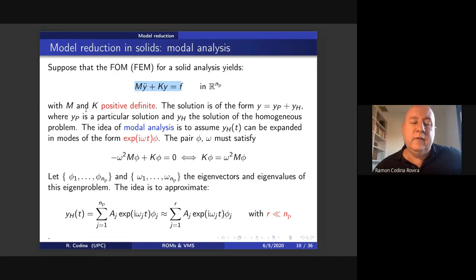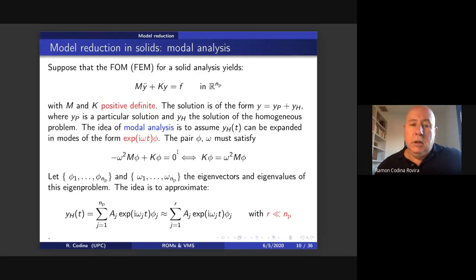That property is what we don't have in fluids, and we will see how to overcome this problem. So we know that the solution to this problem is of the form Y equals a particular solution plus the solution of the homogeneous problem. And the idea of the modal analysis is to assume that the solution of the homogeneous problem can be expanded in modes of this form. So the exponential of i omega t, where i is the square root of minus one, the imaginary unit, and omega a certain number, that's nothing but the harmonic time behavior, multiplied by a vector phi that will be the vector of amplitudes.